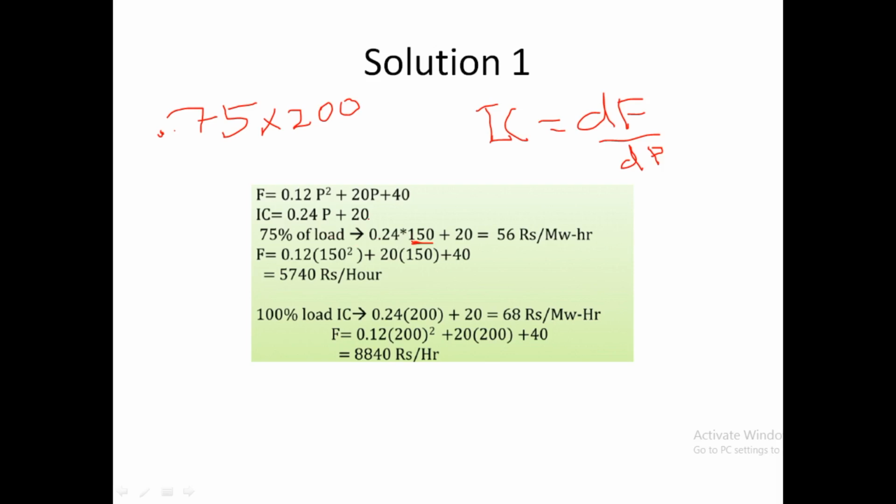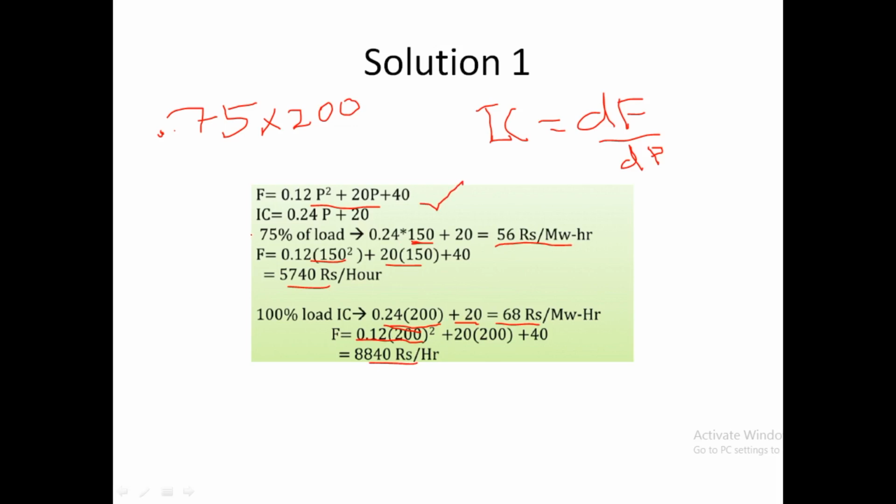So you just substitute in this. 0.24 into 150 plus 20 will give you 56 rupees per megawatt hour incremental fuel cost. Substituting in the fuel cost equation, 0.12 into 150 square plus 20 into 150 plus 40 will give you 5740 rupees per hour. If it is fully loaded, meaning 100%, you substitute 200. 0.24 into 200 plus 20 will give you 68 rupees per megawatt hour, and substituting 200 in the first equation will give you 8840 rupees per hour.